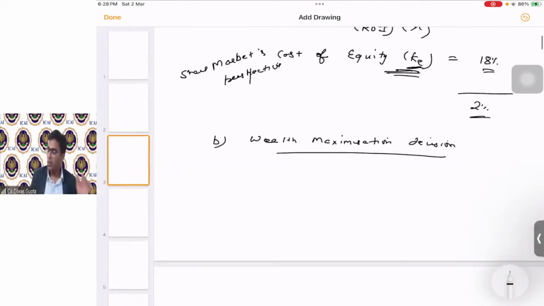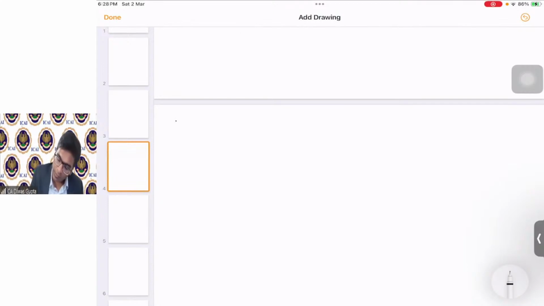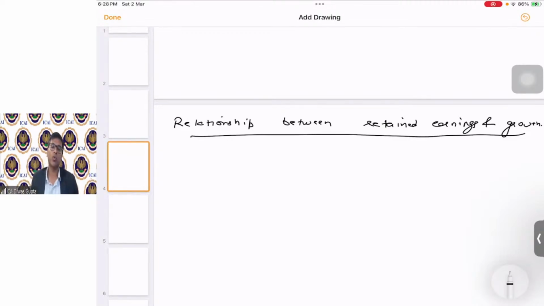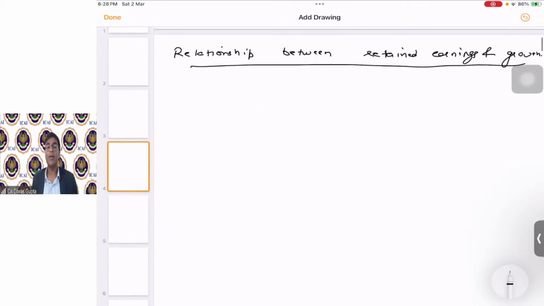Now, let's come to another topic, which is the relationship between retained earnings and growth. Okay, students. Now let's discuss something called retained earnings and growth. Now let's first understand what we mean by growth. What do we mean by growth? We all say that growth is essential, but what is the real meaning of growth? And is there a mathematical way to arrive at growth from the company's perspective? Okay.